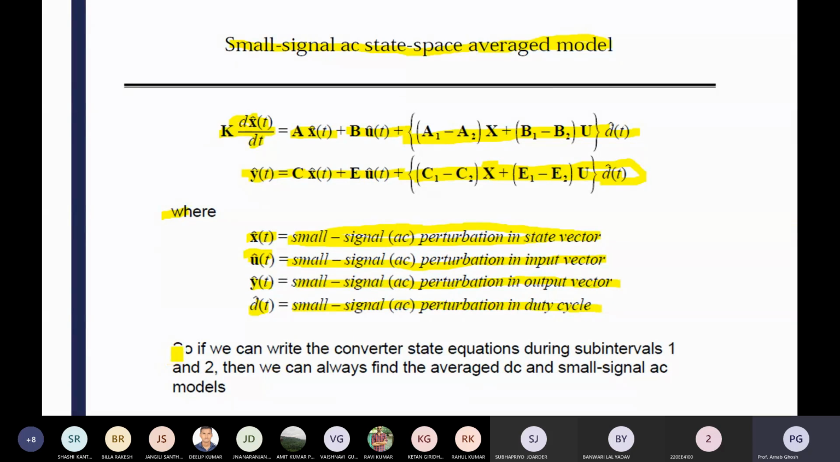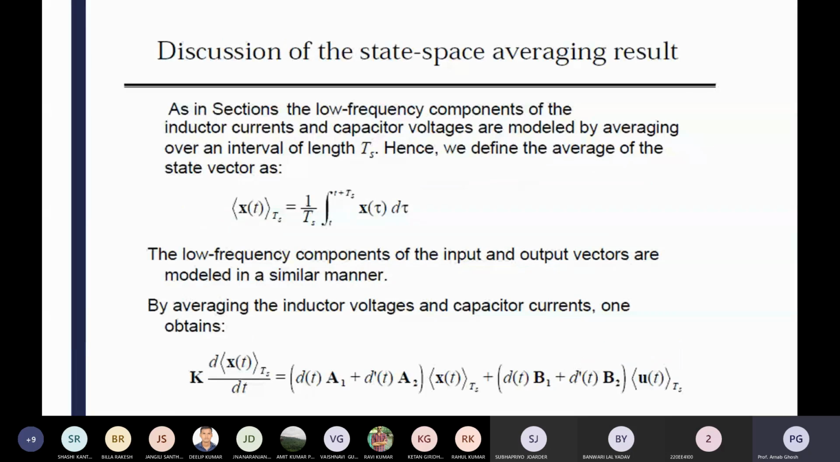If we write the converter state equation during sub intervals 1 and 2, then we can always find the average DC and small signal AC models. Our agenda is to find the DC steady state value and the small signal AC analysis value, meaning the small signal model value. So now we can go for the state transition matrix. How do we get the state variables?